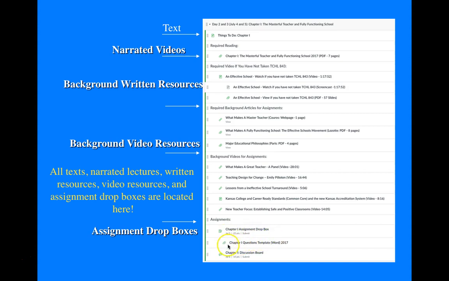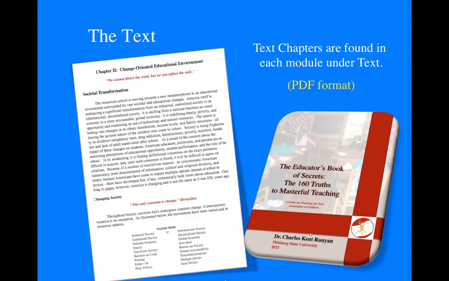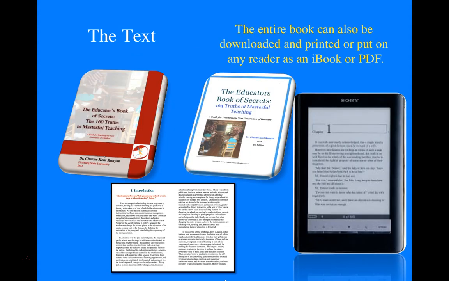It's a Word document, and you simply add your answers on that template and then submit. So each module is about the same, so once you complete the first one, it's pretty easy to navigate the other ones. The text is found in each module, so you don't really have to download anything. You can read it there in the module, or you can download the entire book.